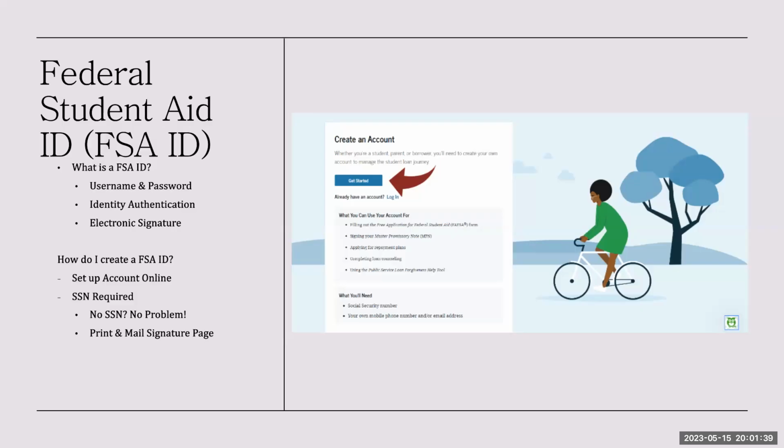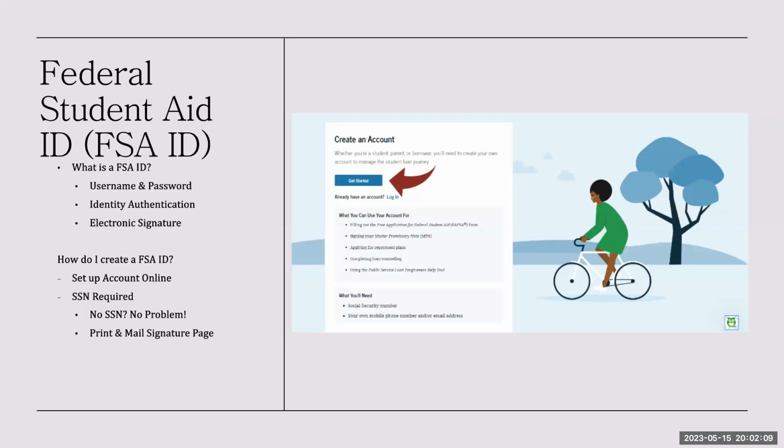You set up your account, and if you ever forget your password, you can easily retrieve it by making sure that you remember your security questions and the information you added when you initially created the account. Okay, it's important that you keep this in a safe place and you don't share it with anyone else. If your parent has a social security number, they can also create a username and password, another FSA ID for themselves, so that they can easily sign your application.